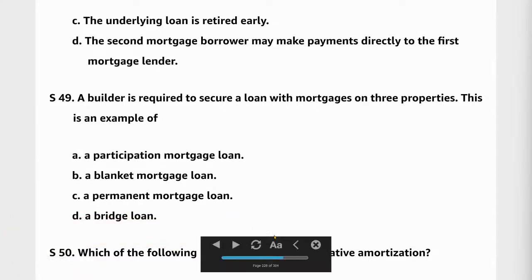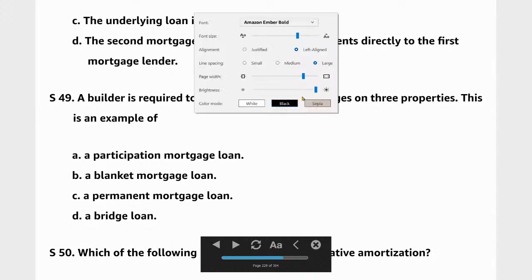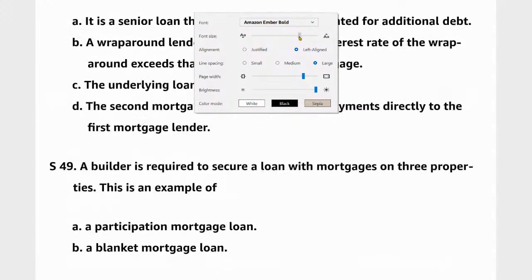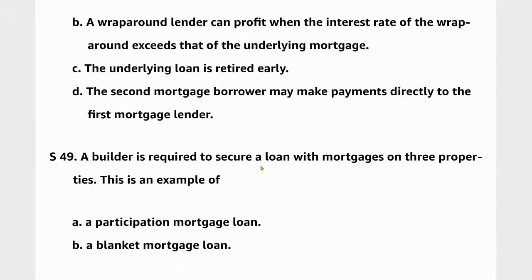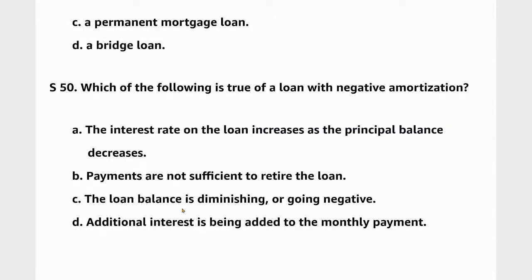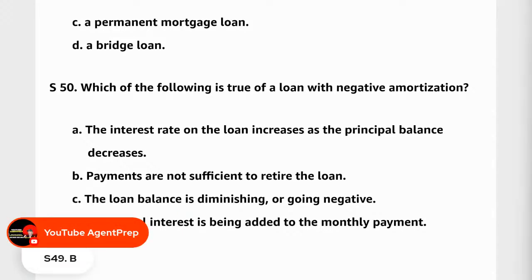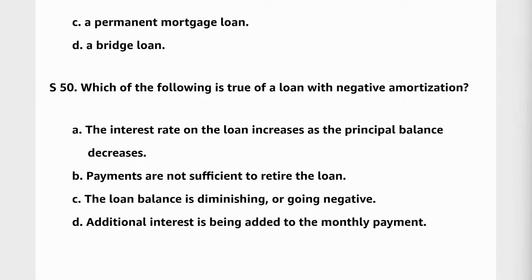All right, number 50. Okay, that's a good size. So S49 was B, right? A blanket loan. It's like you have a blanket to cover yourself up to warm up 3 kids.